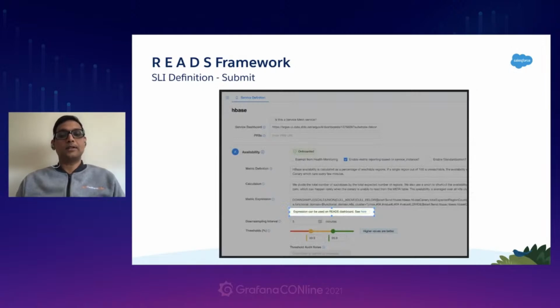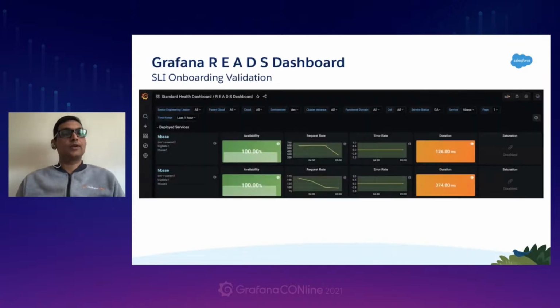As they submit, they can see a link to the Grafana dashboard right in the form, which they navigate to, and this is our Grafana Reads dashboard that every service owner uses to validate this SLI onboarding and to monitor production health. Now, a row in each of the results here represents the health of a service instance for the given service.